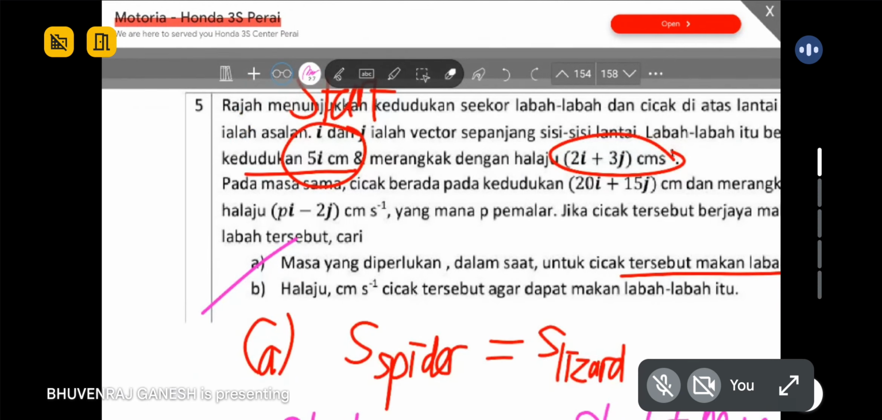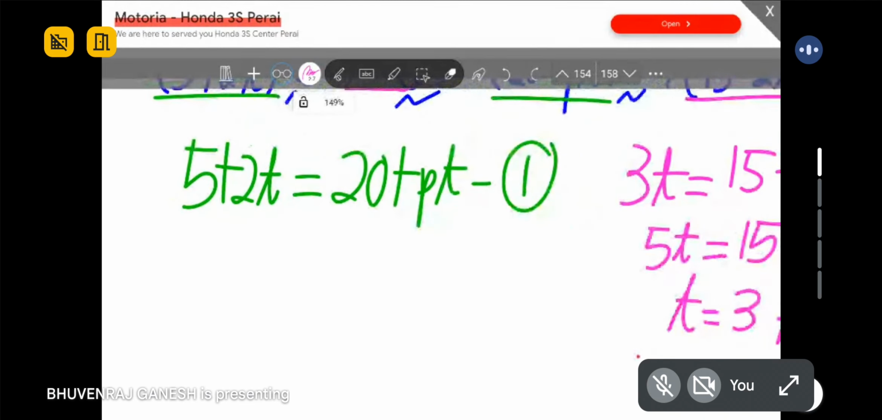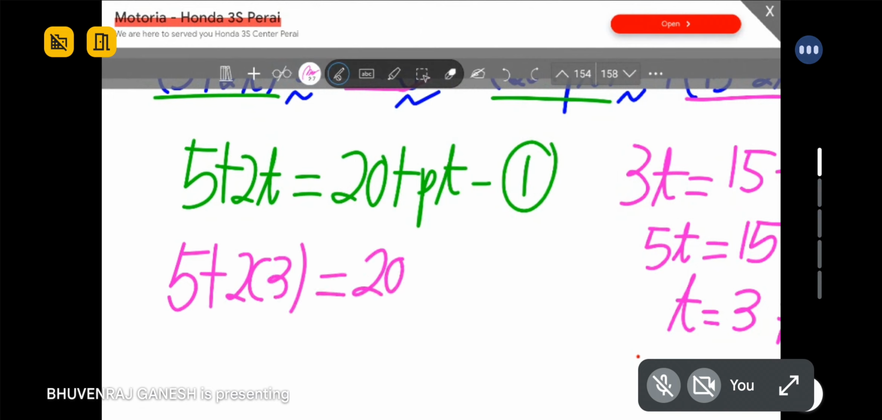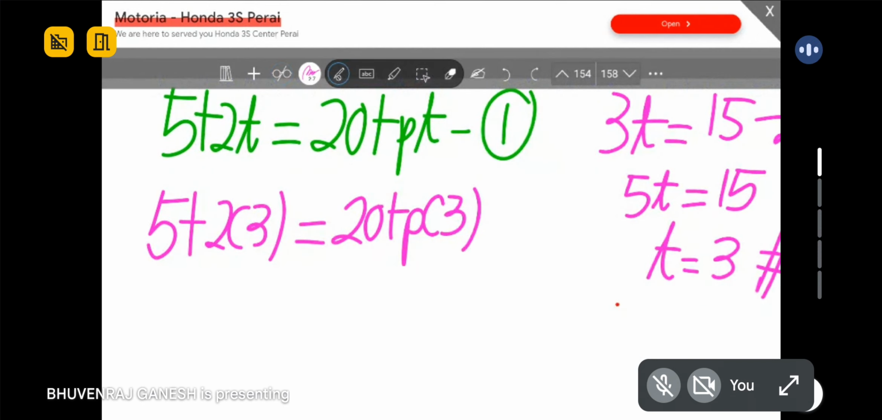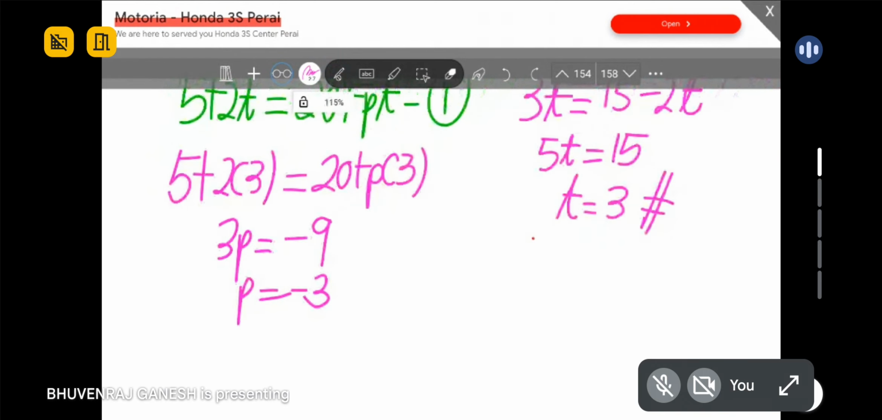Okay, next one. The question asks you the velocity of the lizard. Halaju cicak. So very simple. You just substitute t equal to 3 inside here. Gantikan. So that you can find your p. Just substitute. Simultaneous equation. Okay, so you will get 3p is equal to how much? Negative 9. So your p value is actually negative 3. Betul? P is negative 3.